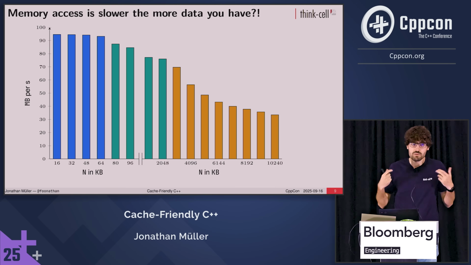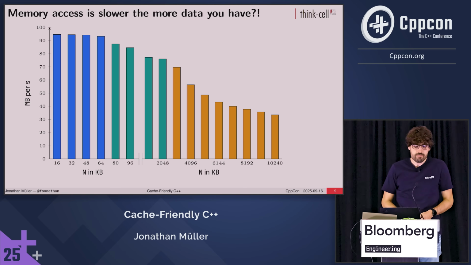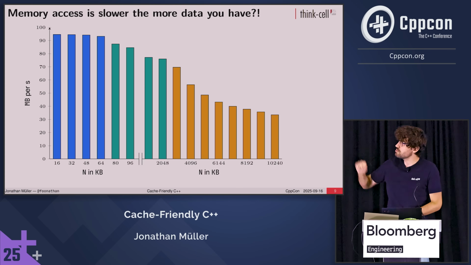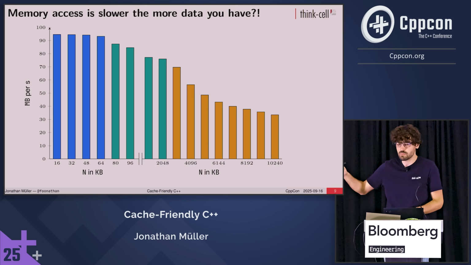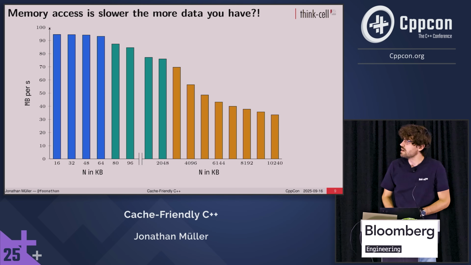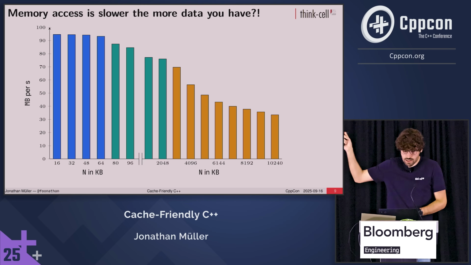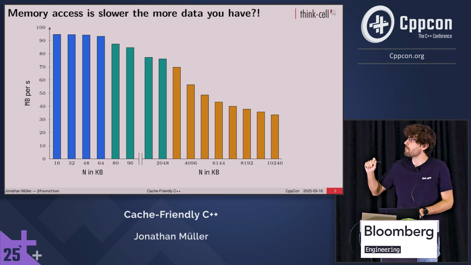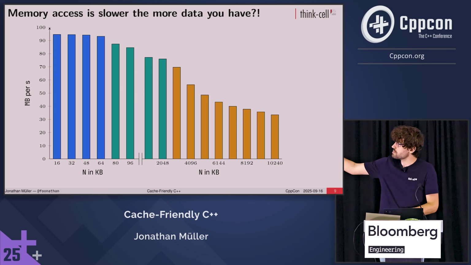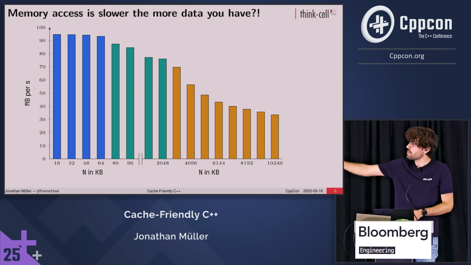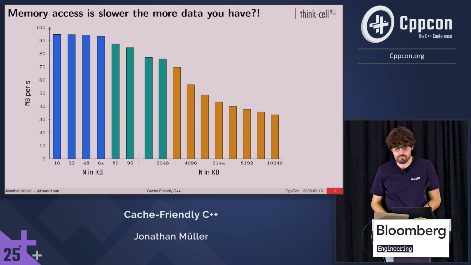As we increase the size of our data set, the speed we get drops off. In the beginning, in the blue region, it's constant. So for the first couple of kilobytes, it doesn't matter how much data we have, it stays the same. But then in the green region, from like 80 kilobytes to megabytes, it drops off as we get more and more data. And then in the orange region, it drops off significantly faster as we increase the data, but then flattens out towards the end.